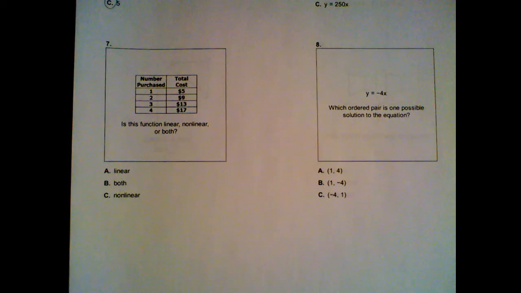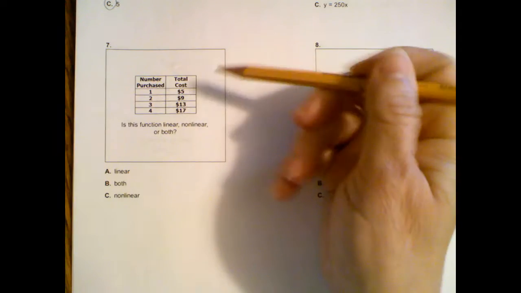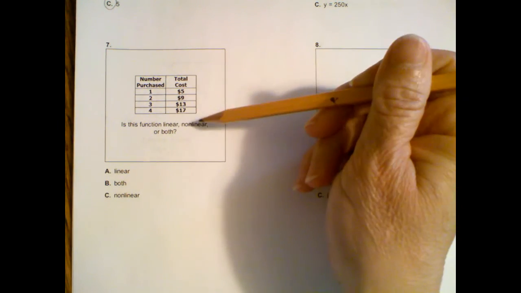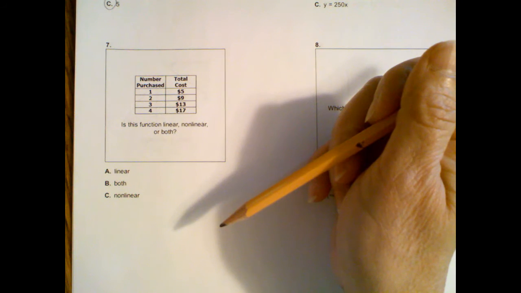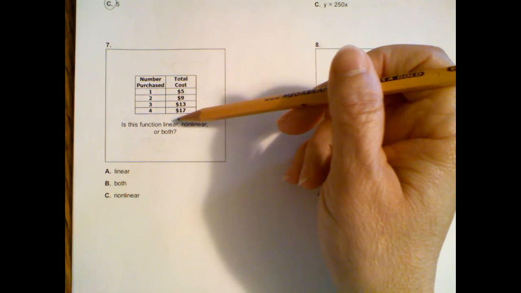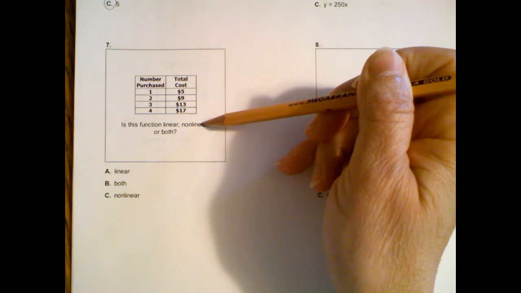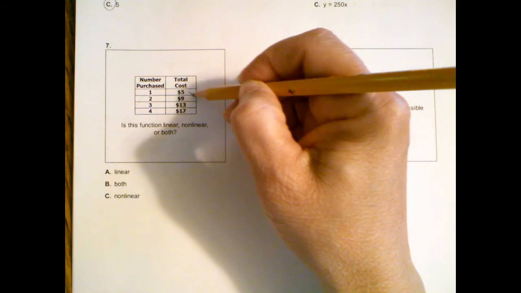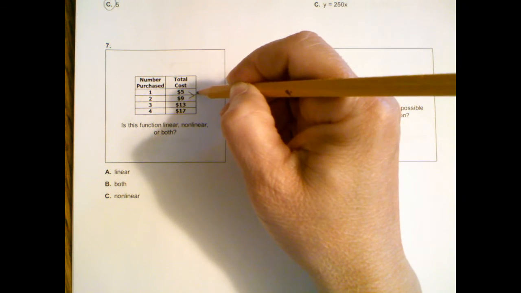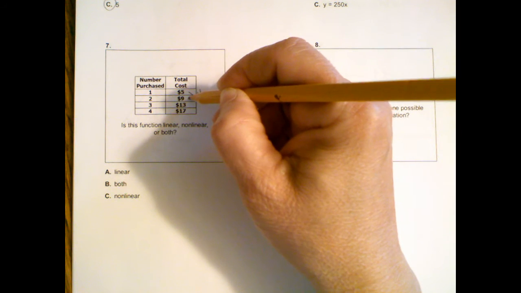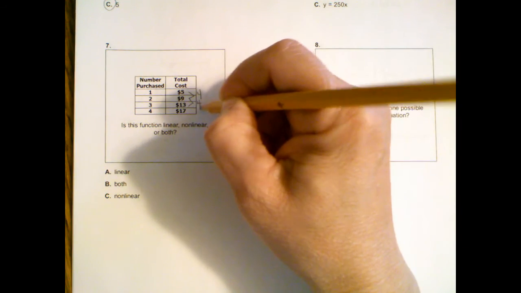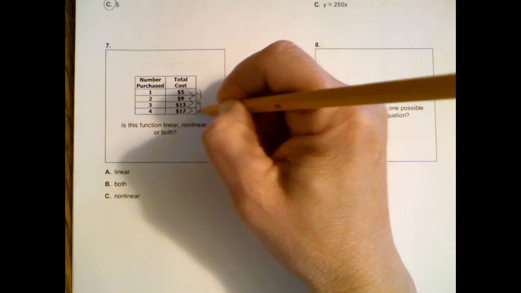For number 7, we have a table or a chart here, and it asks us if this function is linear, nonlinear, or both. Well, it cannot be linear and nonlinear, and both all at the same time. So we're going to look at our rate of change. So we're going to see, how does it change from 5 to 9? Well, that's a difference of 4. How does it change from 9 to 13? That's also 4. And from 13 to 17 is also 4.